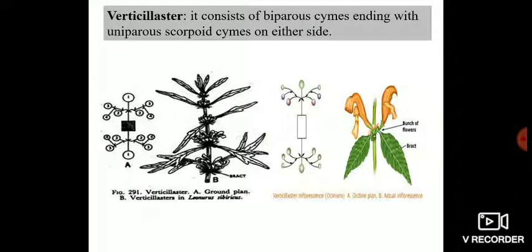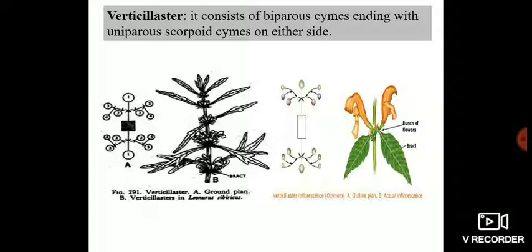The second type of specialized inflorescence is verticillaster. This type of inflorescence, which is also a special type of inflorescence, is found in many plants which belong to the family Labiatae. Example is Ocimum sanctum, which we call basil, and Salvia.